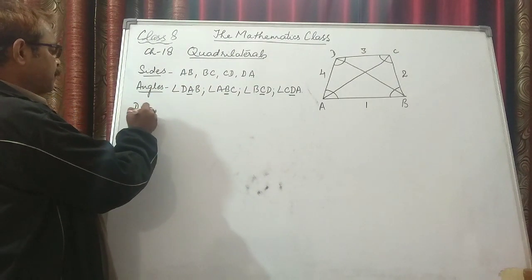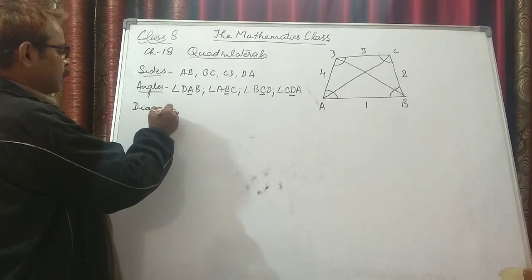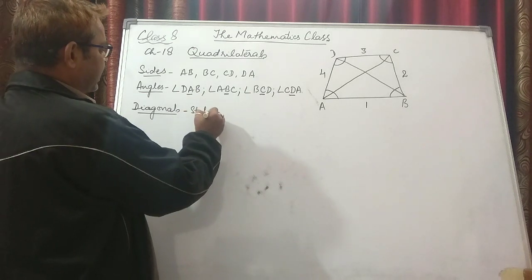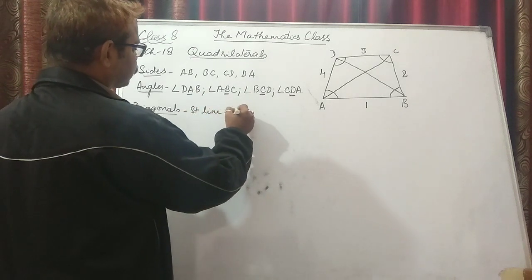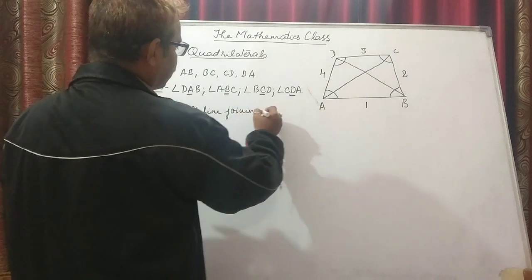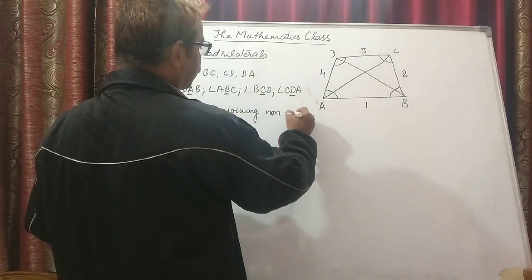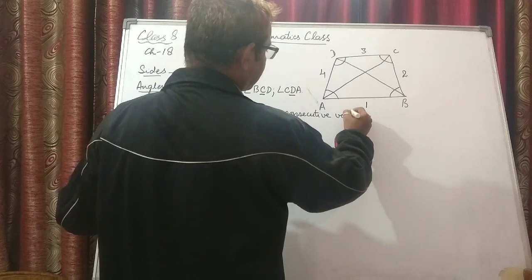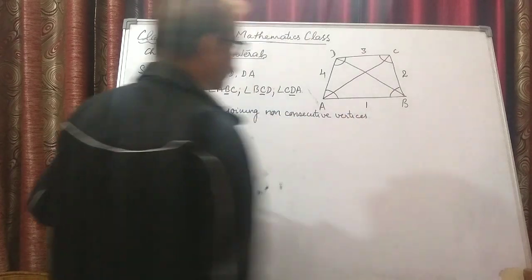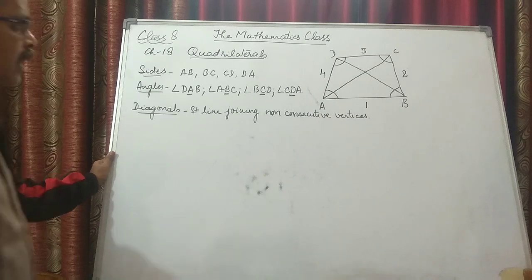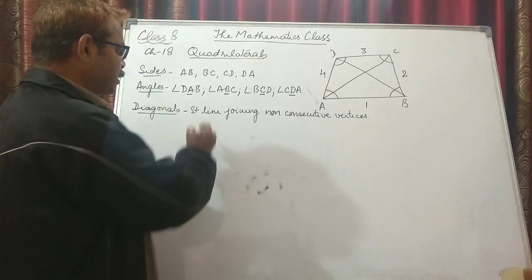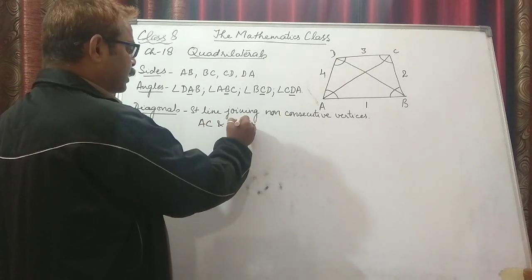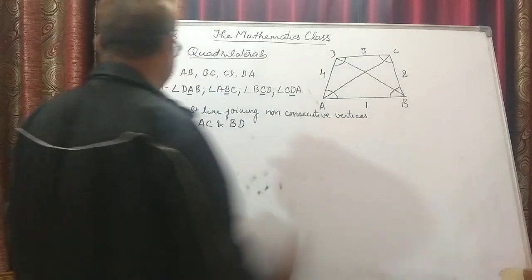So next thing, diagonals. What are diagonals? A straight line joining non-consecutive vertices is known as a diagonal, and in this quadrilateral ABCD, AC and BD are the diagonals, especially in this diagram.